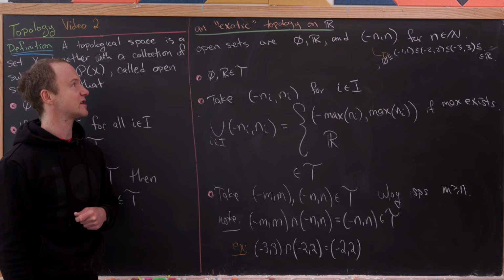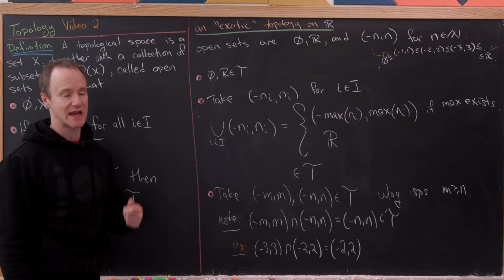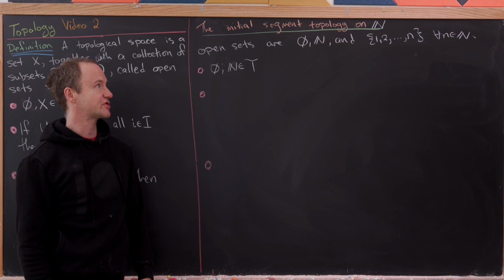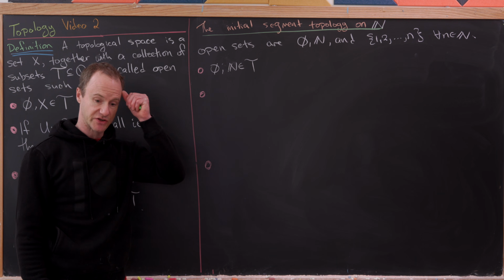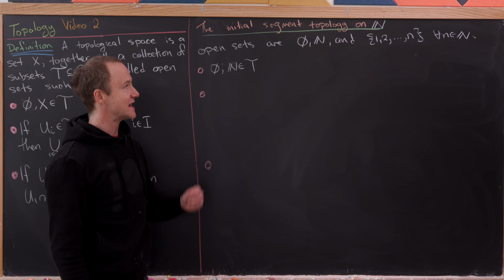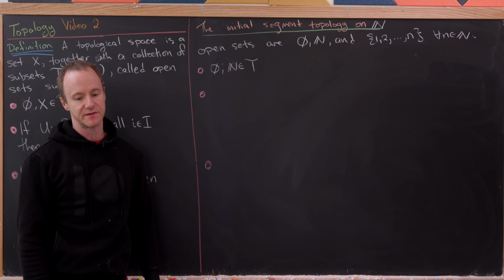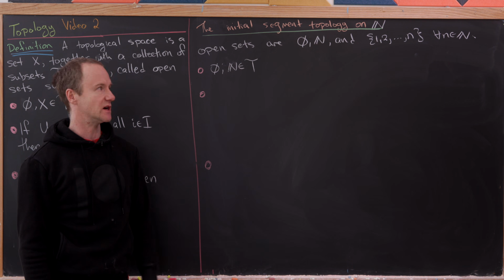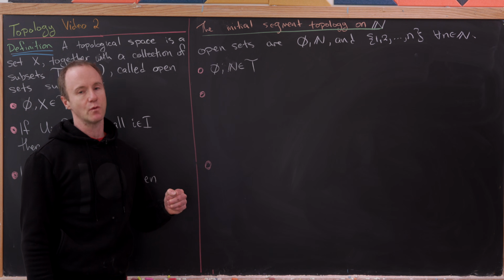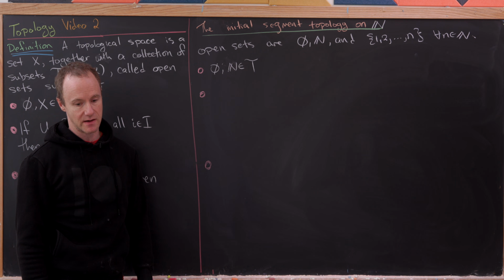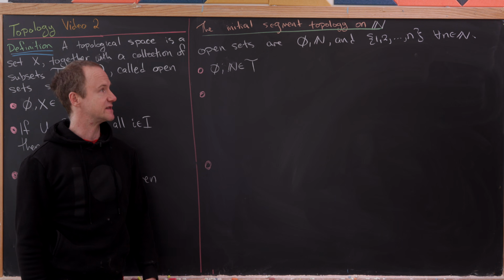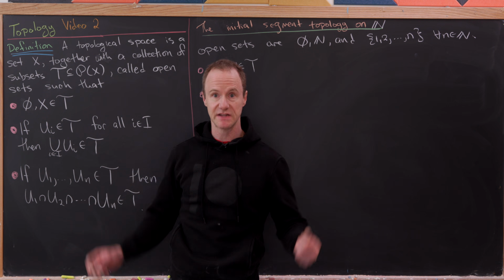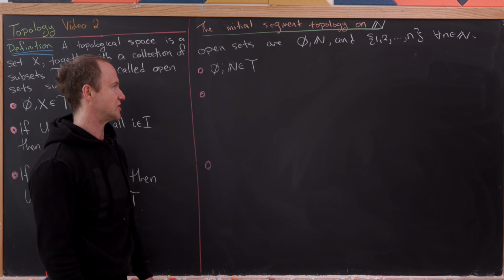Okay, so now let's look at another example, in this case a topology on the positive integers. Let's look at this thing called the initial segment topology on the natural numbers. In this case, the open sets, in other words the elements of T, are going to be the empty set, the natural numbers, we always need those, and then this set containing 1, 2, 3, all the way up to n. So those are our three families of open sets, if you will. And now we want to check these conditions are satisfied, and thus this is really a topology on N.